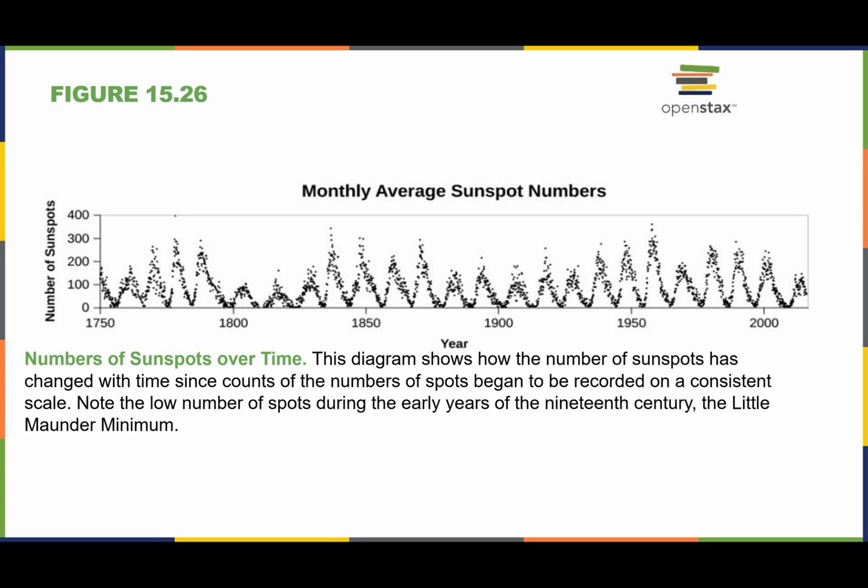So this is showing you way back in the 1750s to sort of nowish, okay? This would be sunspot cycle 24, and we're actually kind of in the downward area, where again, along the y-axis is sunspots. So that's how we track our cycles.